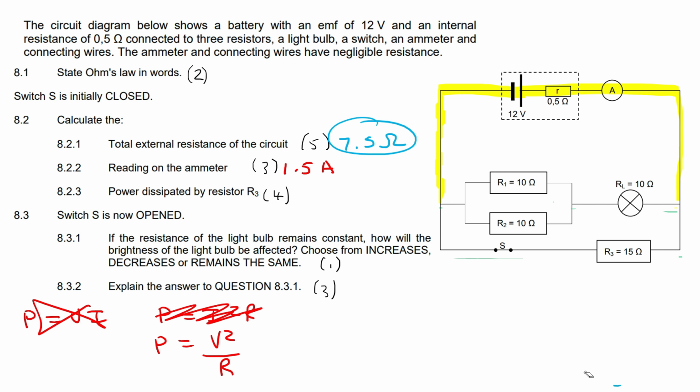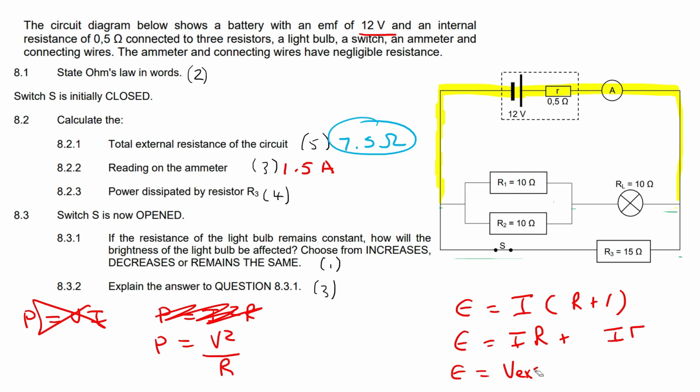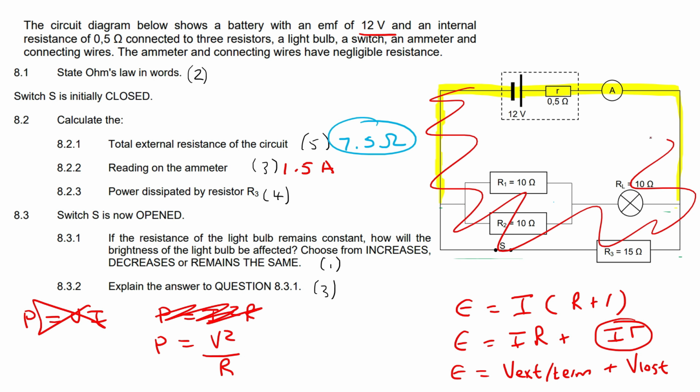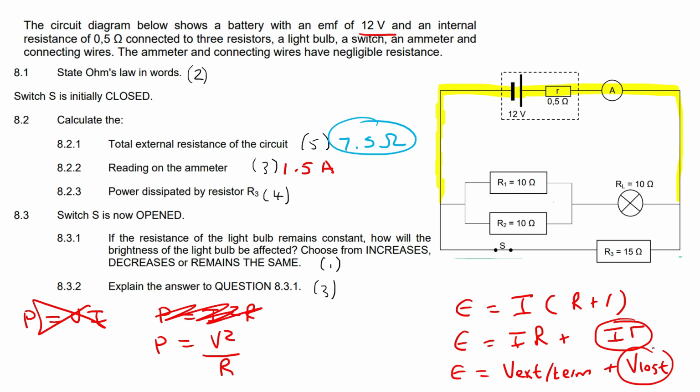Because we know that the EMF of the battery is 12 volts. And we know that the EMF is equal to I times R plus I times r, if we multiply the I out. Now we must remember that this part over here is your external voltage, or your terminal voltage, whatever you want to call it. And then this part over here is the voltage that is lost inside the battery because of this little resistor, and so that is your lost volts. Remember that your EMF is split up into your external voltage that actually gets used in the circuit itself, and then there's the part that gets wasted in the battery.